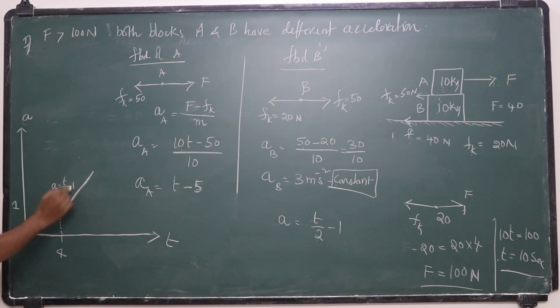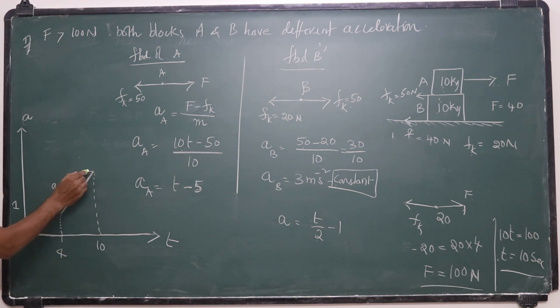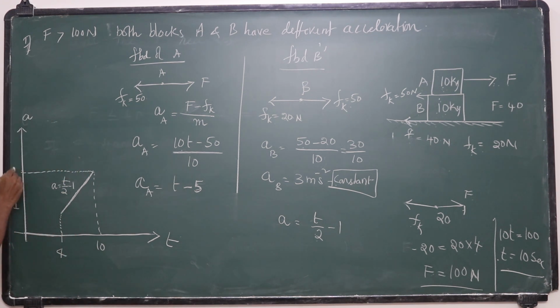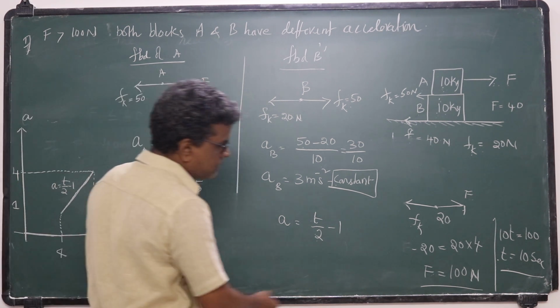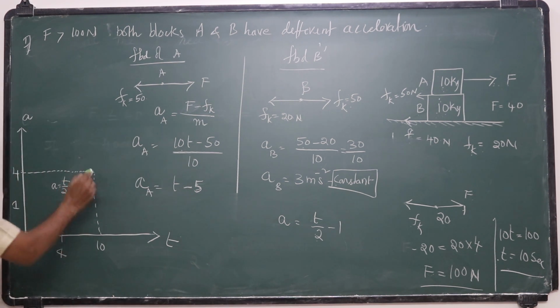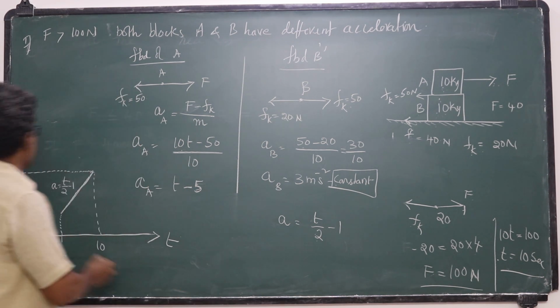So both will have a common acceleration, which is a function of time t, until 10 seconds. Beyond 10 seconds, what is the acceleration? At that instant, the common acceleration is 4. Here it is 4, because the maximum acceleration is 4. After exceeding this value, both will detach and they have different accelerations.